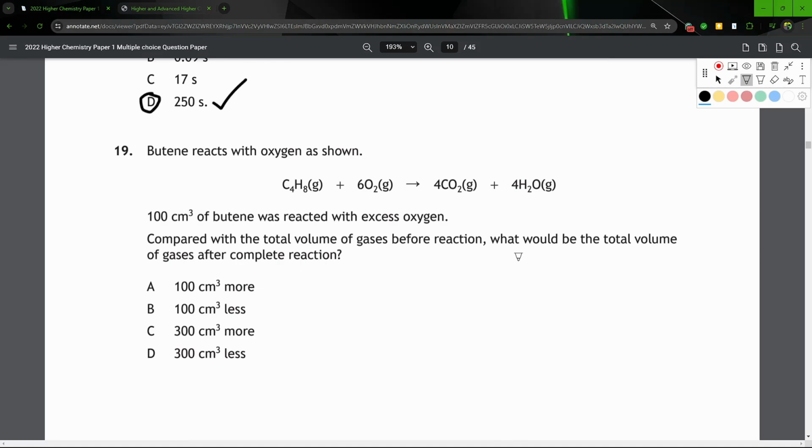Butene reacts with oxygen as shown. 100 cubic centimeters of butene was reacted with excess oxygen. Compared to the total volume of gases before reaction, what would be the total volume of gases after complete reaction?